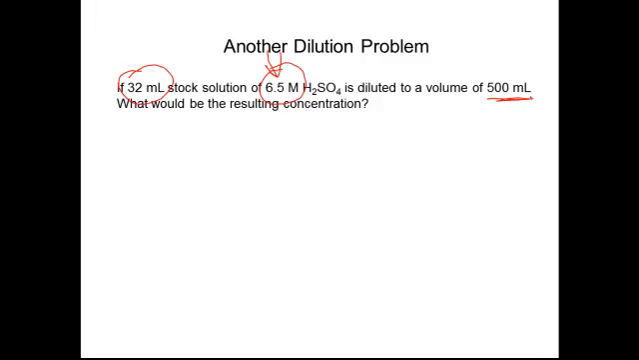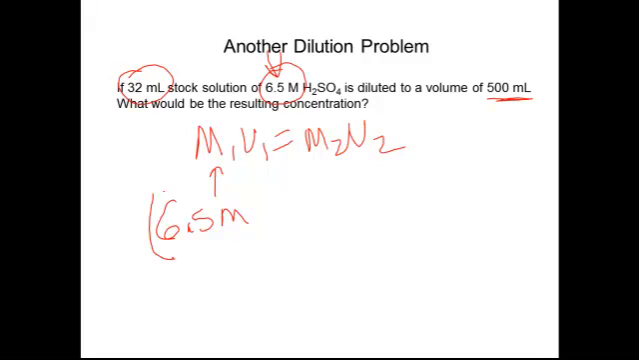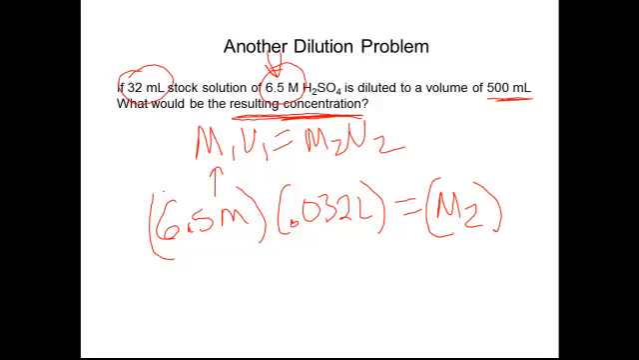of 500 milliliters. What is the concentration of this resulting solution? So let's think about our equation again. M1V1 equals M2V2. Now when we put these numbers in, our initial concentration goes here. That's our 6.5 molar. We've got 32 milliliters of it, 0.032 liters, is going to equal our final concentration. That's what they're asking us about. What's the resulting concentration? And then our final volume is going to be 0.5.